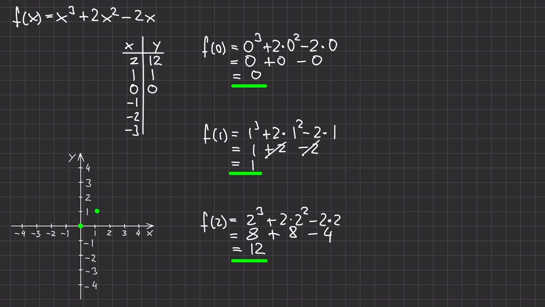Let's try the negative x values, negative 1, negative 2, and negative 3. F of negative 1 equals negative 1 cubed plus 2 times negative 1 squared minus 2 times negative 1. Negative 1 cubed is negative 1. Negative 1 squared is 1 times 2 is 2. And negative 2 times negative 1 is 2. So 2 plus 2 is 4, minus 1 is 3.